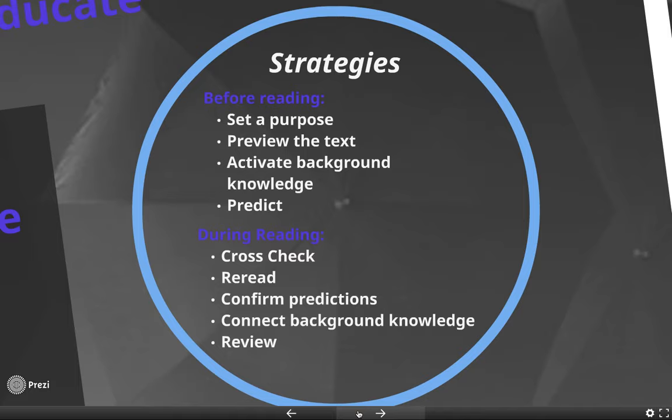Do you just sit down and start reading? Or do you have some ideas of things that you do beforehand? If you don't do any of these things yet, then I'm going to encourage you to try them this week.